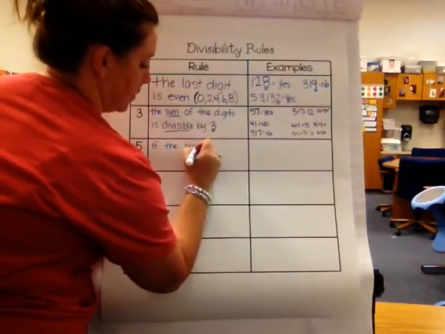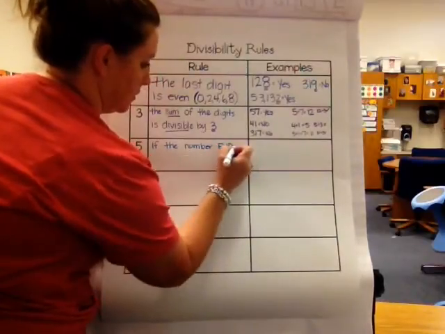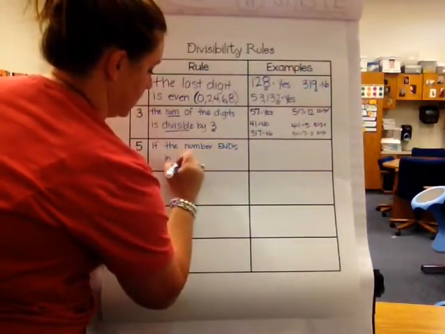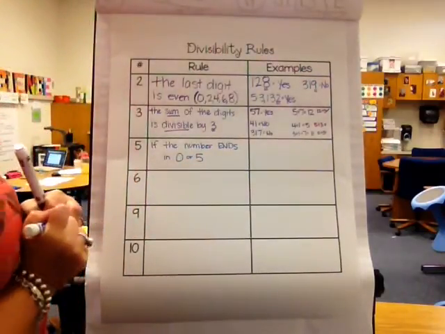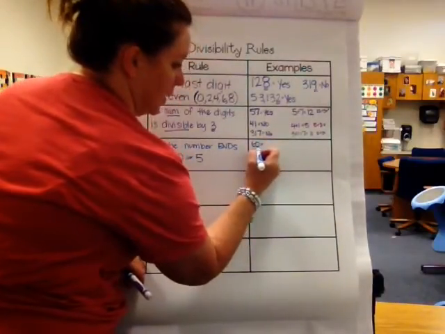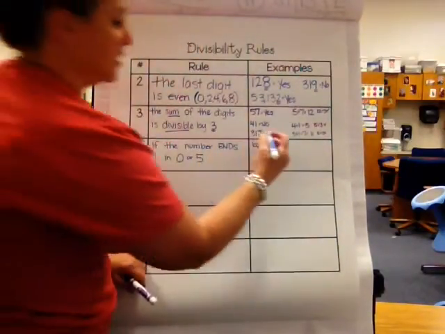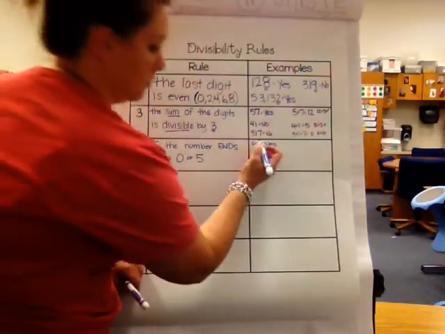So if the number ends in a 0 or a 5, that must mean it's evenly divisible by 5. So for example, 60. Does it end in a 0 or 5? Yes, it does. Okay.